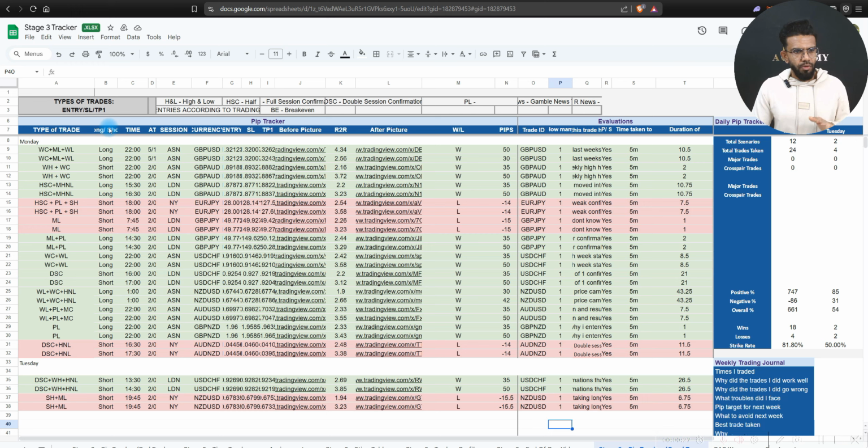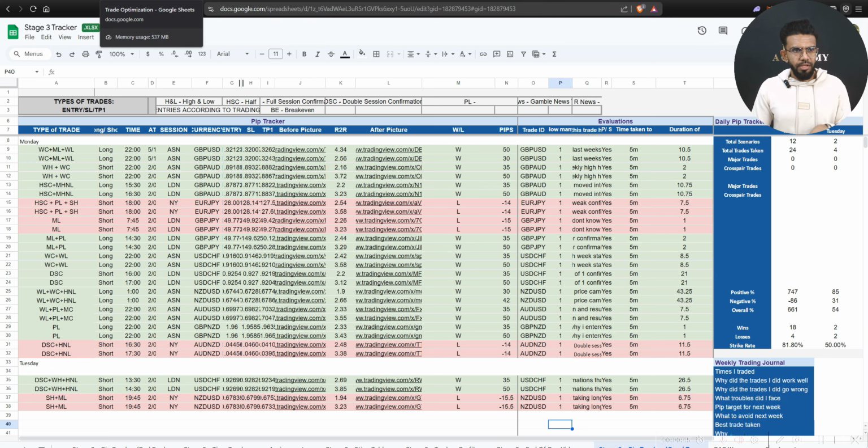So we have type of trades, we have long short, time, session, currency, entry, SL TP, and before picture, weekly loss of pips, and then trade ID and etc. You can see this is duration, and this is a short summary of that trade, what happened with the win rate and strike rate, everything here.